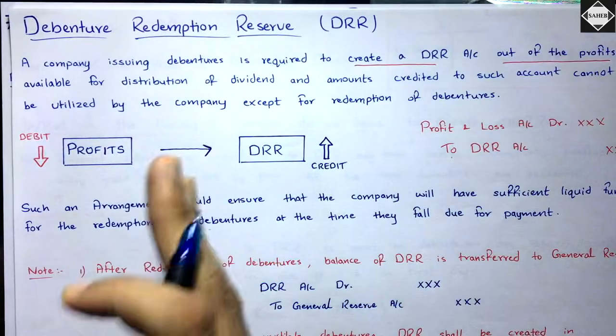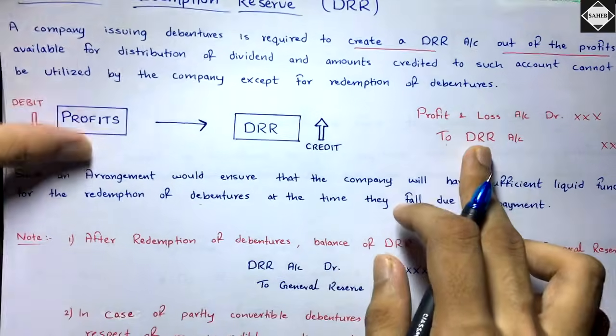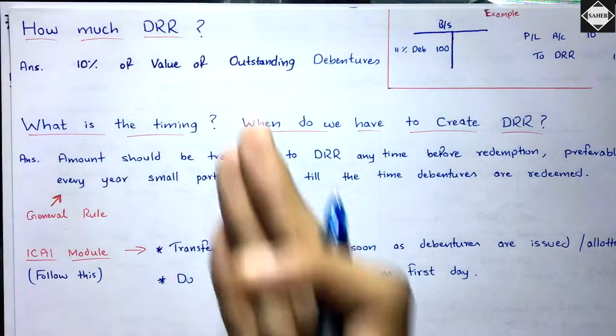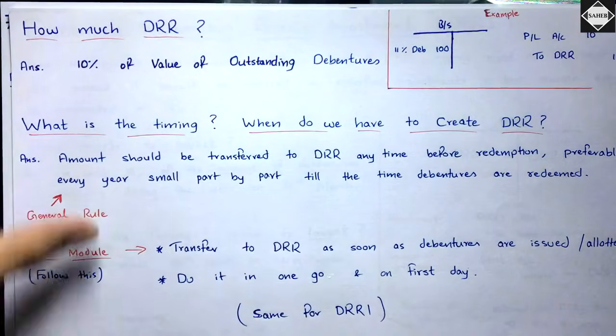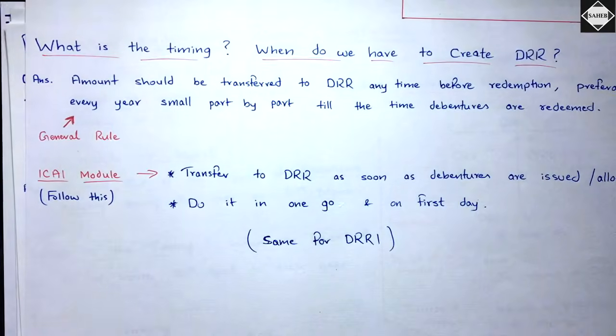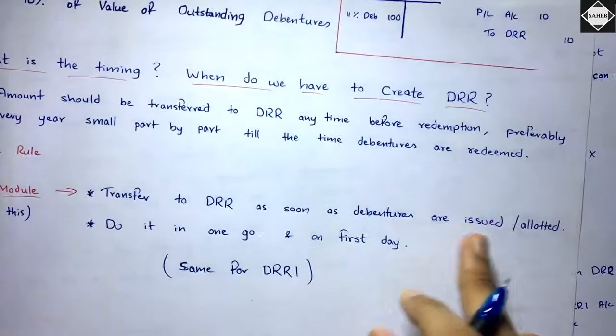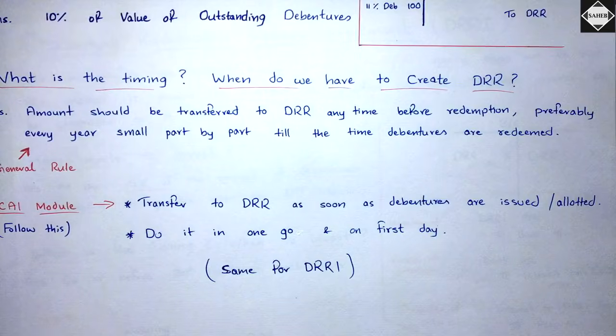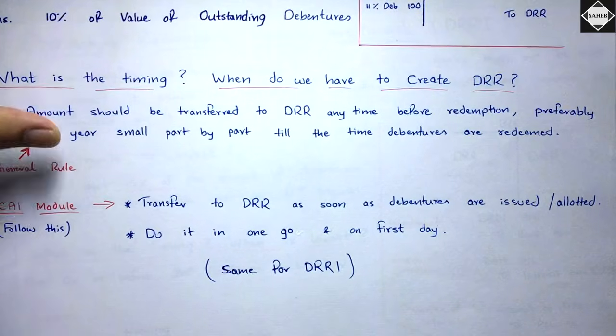See, DRR concept we have discussed over here, the journal entries, creation of DRR, and then at last you have to transfer the DRR to general reserve, and then how much DRR you have to create, when you have to create, and then what the ICI module does. That's very important for us. What the ICI module does is, at the beginning only, after the debentures are issued or allotted, it creates the DRR in the beginning only, in one go on the first day itself. Same for DRRI. So that's what we have to do. I have told you that.